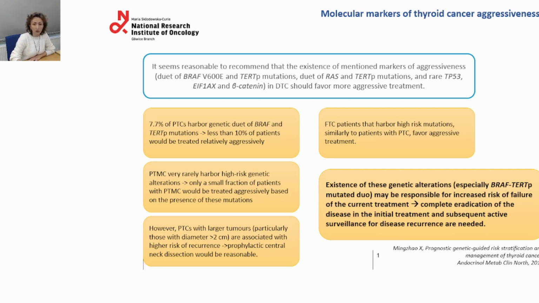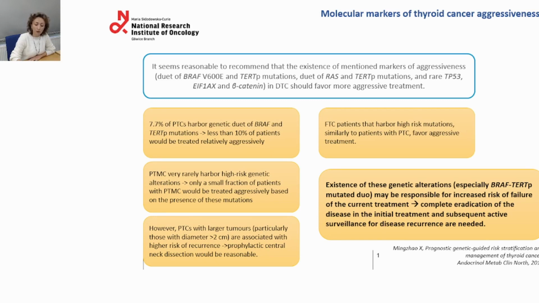However, PTCs with larger tumors, particularly those with a diameter of more than 2 centimeters, are associated with a higher risk of recurrence, and here prophylactic central neck dissection would be reasonable.